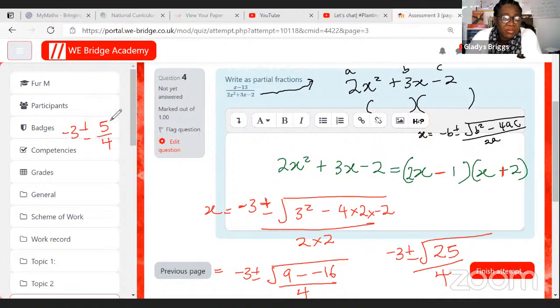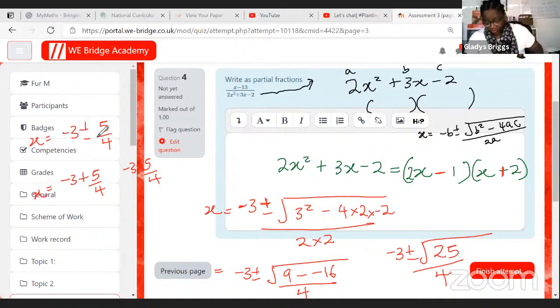Oh, minus 3 plus 5 over 4, or minus 3 minus 5 over 4. So you need to put them into your calculator to see what your answer is. x is equal to this or that. Yeah.